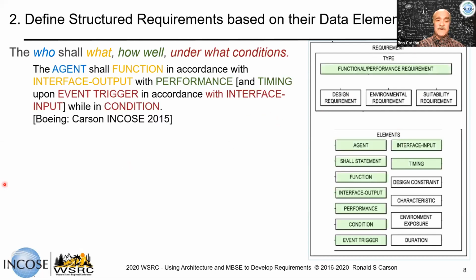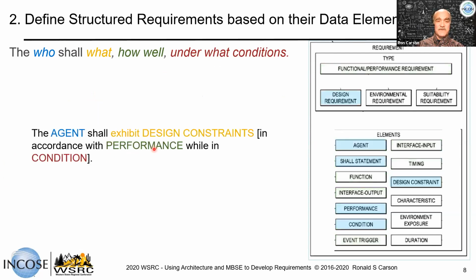First, we have the very common functional performance type, which ends up being one of the longest type because it has the most data elements, and you can see the elements highlighted in green over on the right. The function, the interface output constraint, performance parameter for the function, timing if it's a triggered event, the trigger itself, and the input interface constraint for the trigger, and the more general condition statement. This type relates to mission-oriented functional performance. The design requirement type, the blue elements, has a design constraint with optional performance and optional condition, like dry weight or wet weight, for example.